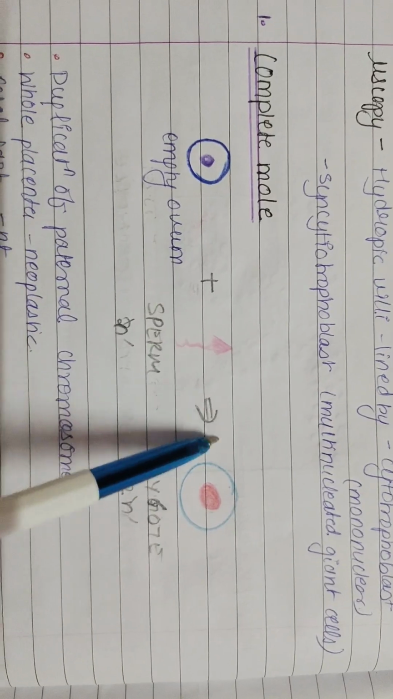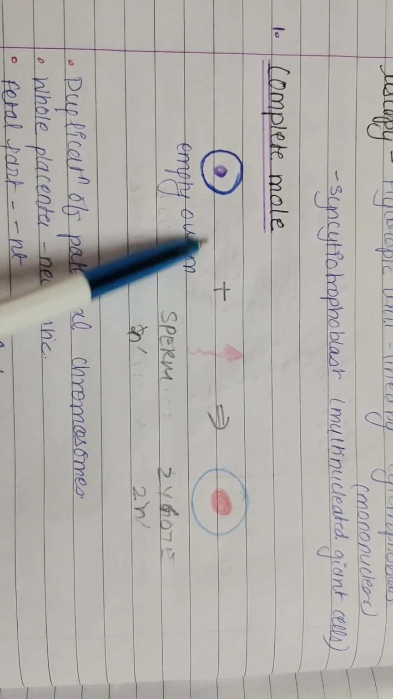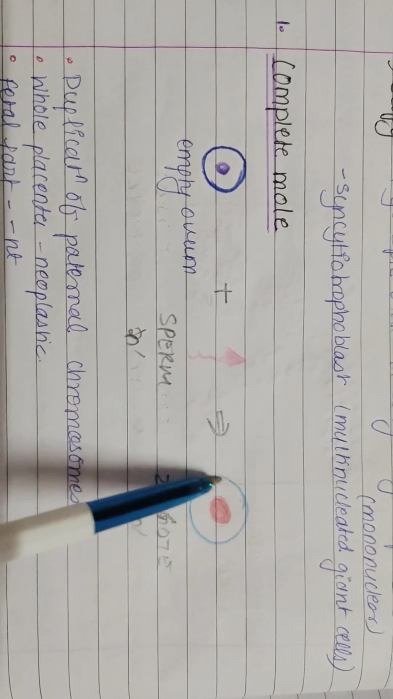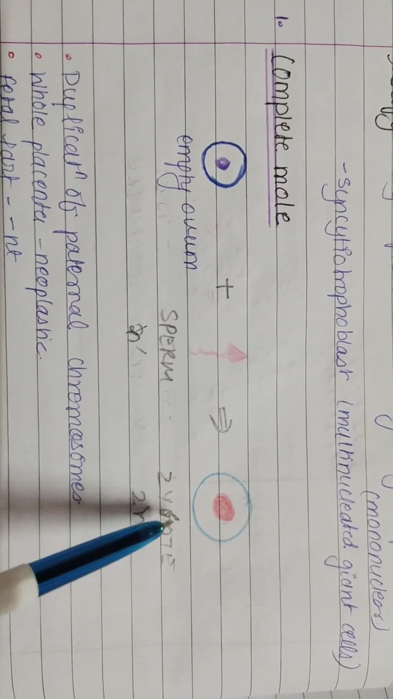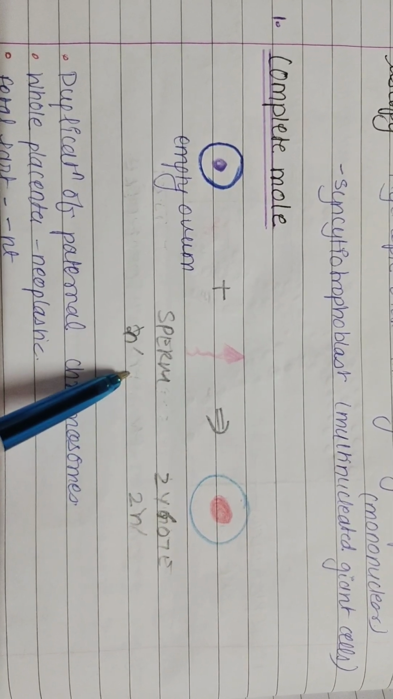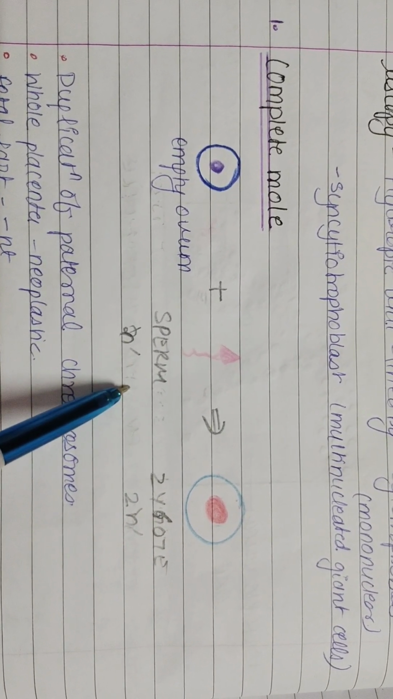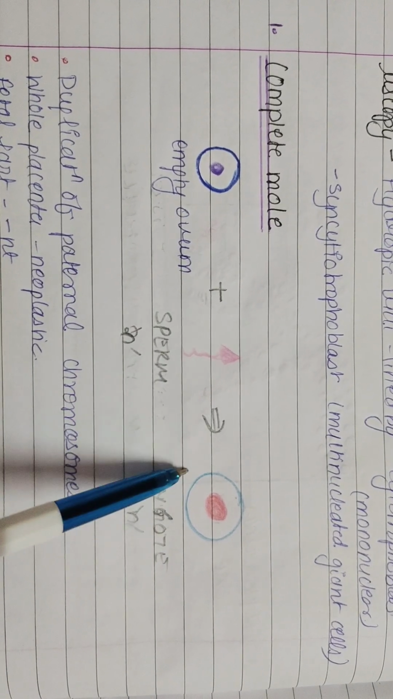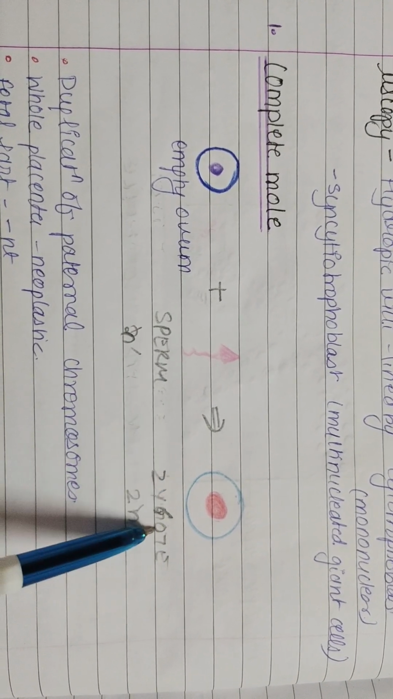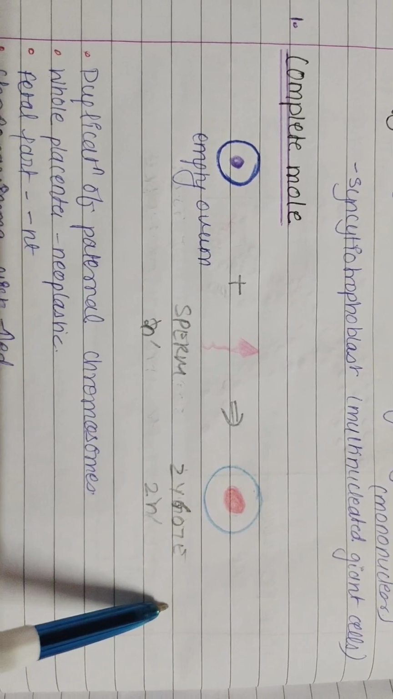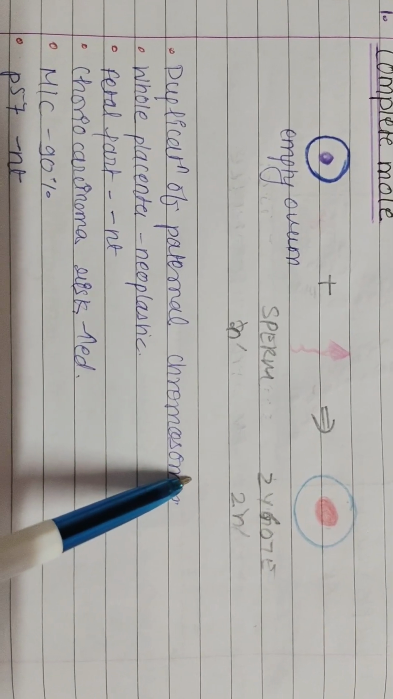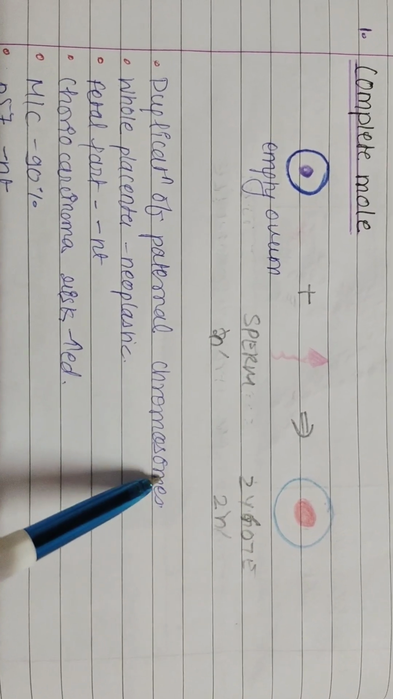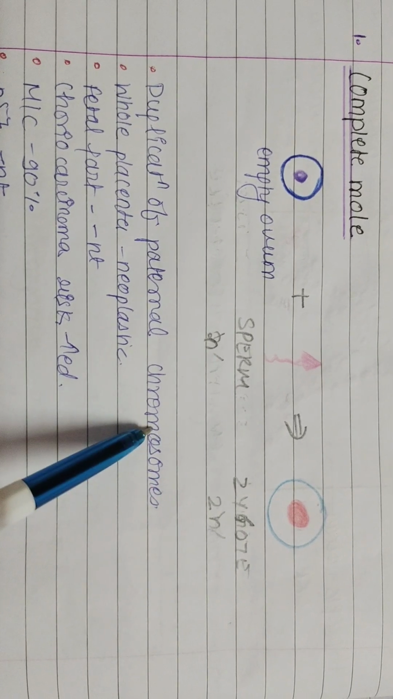What is a complete mole? When an empty ovum fuses with the sperm and leads to the formation of a zygote in which there is only one set of chromosomes, 23 in number. So the paternal chromosomes undergo duplication and form 2n or 46 chromosomes. Then the whole genome of the zygote is derived from paternal origin.